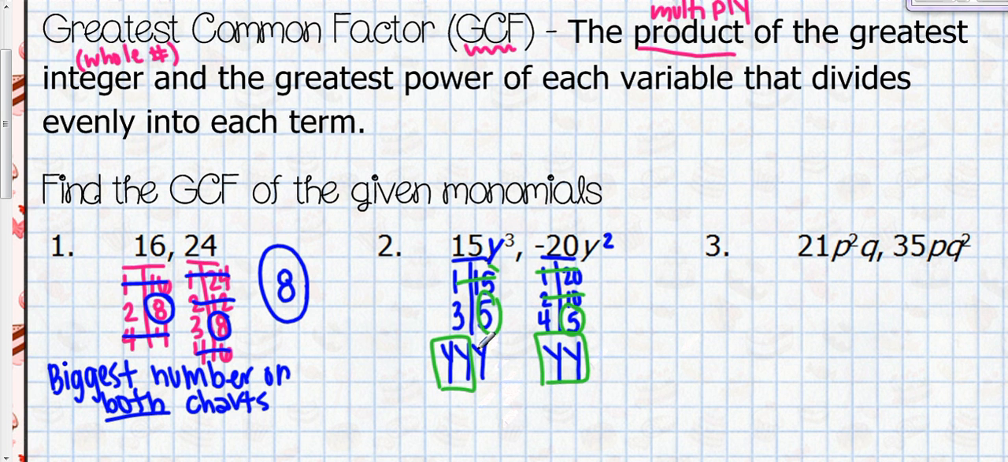So there's going to be one little Y left. That's okay, we'll deal with him later. But the GCF here is going to be 5, the number we circled, and then 2 Y's, so I'll write that as 5Y squared. Again, basically you're looking for the smallest number of Y's on any one term, or smallest number of letters. Okay, let's look at number 3.